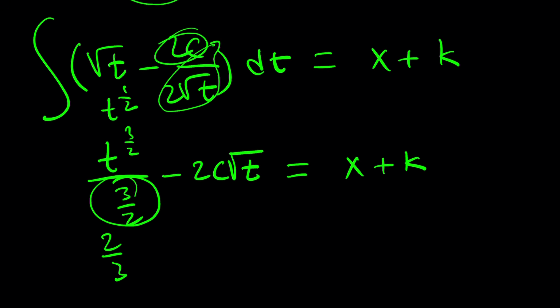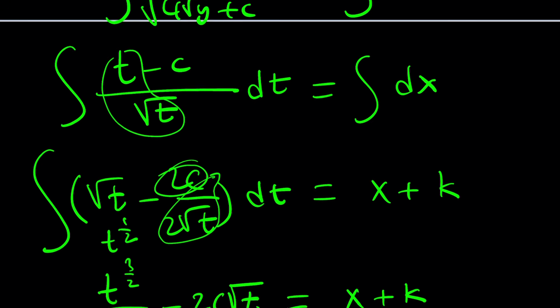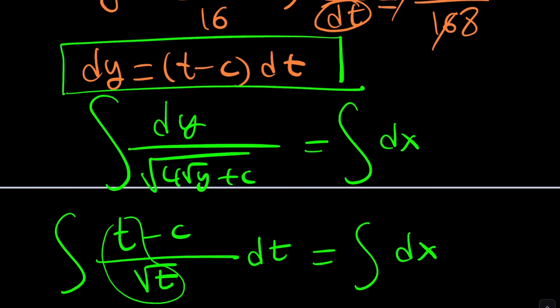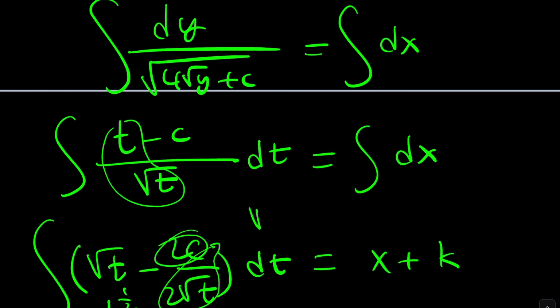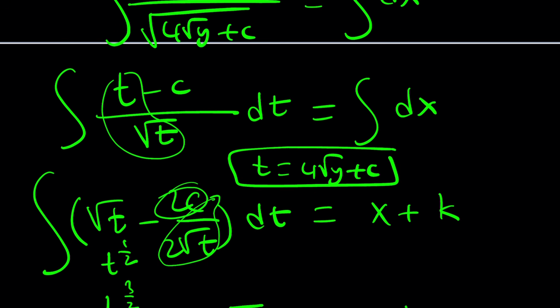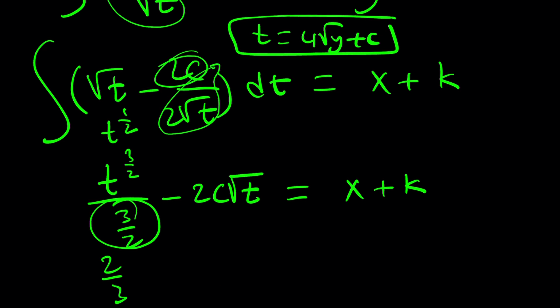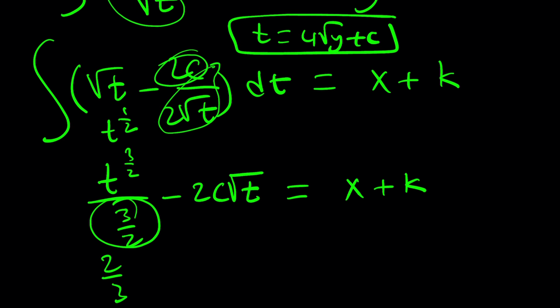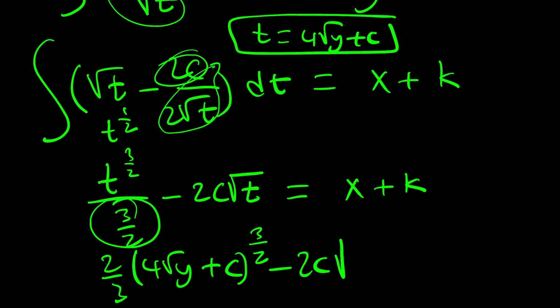And now it's time to go back to what t is. t is, without the square root, equal to 4 times the square root of y plus c. That's what t is, remember? Now we're going to go ahead and just back substitute 2/3 multiplied by t to the power, which is 4 root y plus c. That's going to be to the power 3/2, which you can turn into a radical if you want, minus 2c, and then square root of 4 root y plus c. And on the right-hand side, it is x plus k.